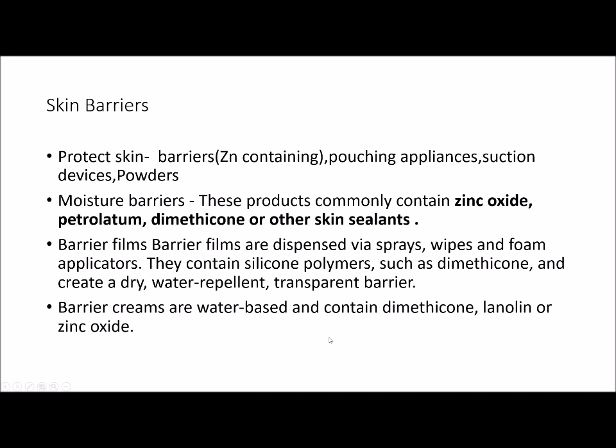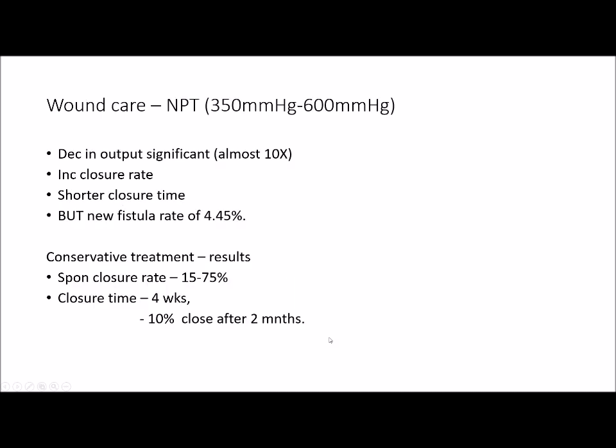So basically skin barriers are very important. Whenever you're pouching a patient, you have to apply a skin barrier, otherwise the skin will be eaten away, as you call it, right? What else can be done for the wound? You have treated the primary disease, you have tried to decrease the effluent, and still you want to do something else, you want an early closure. What else can be done?